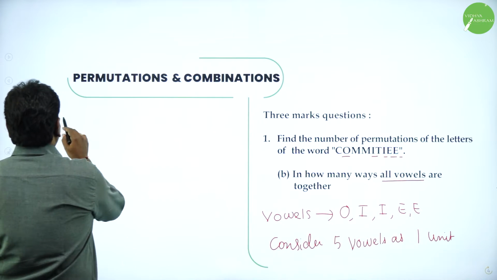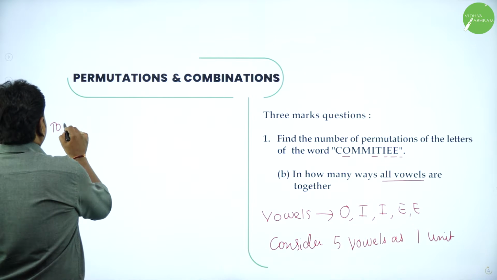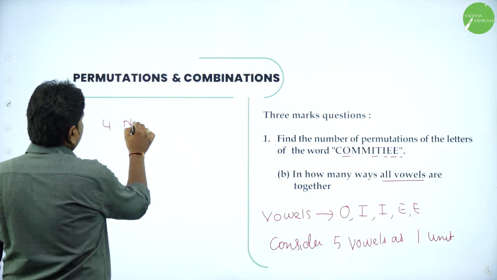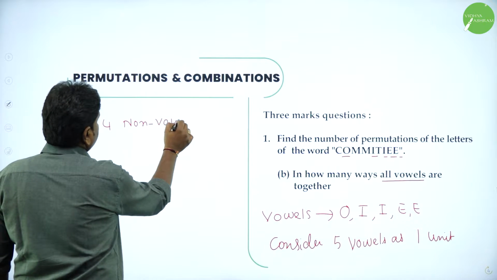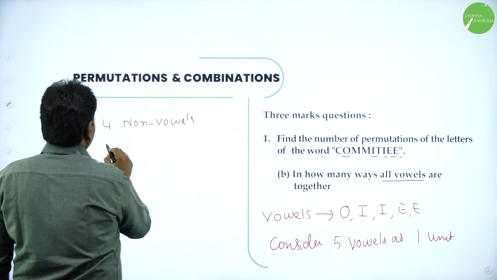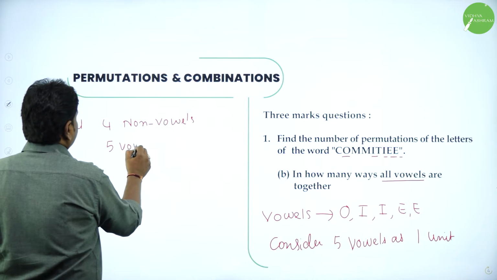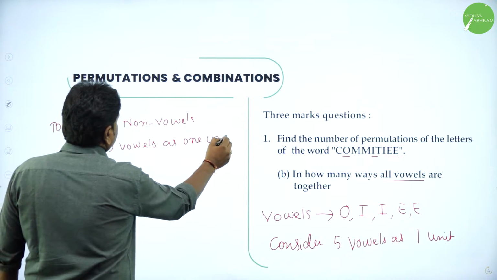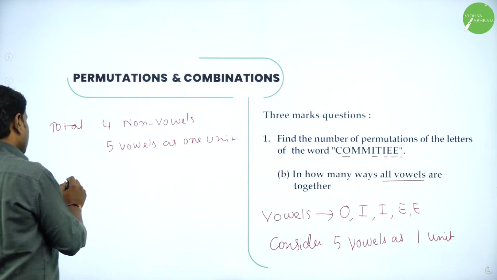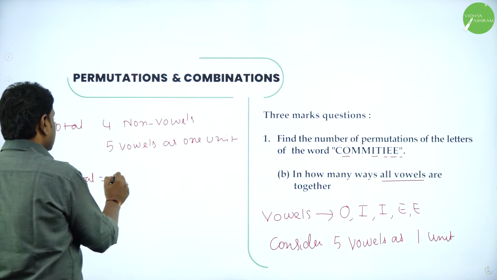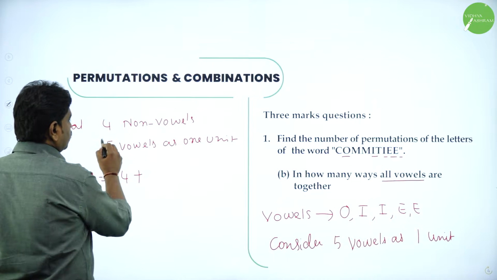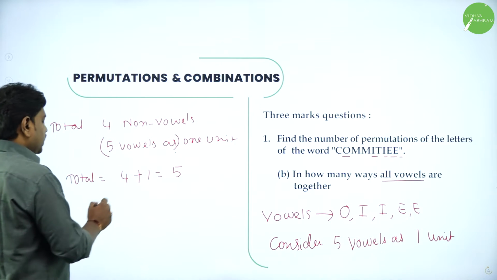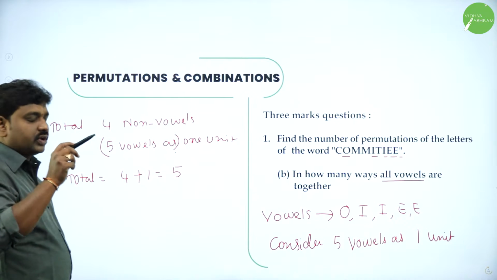So now total 4 non-vowels. Non-vowels means what? Consonants. And 5 vowels as 1 unit. 5 vowels as 1 unit if I take. Therefore, total we have 4 plus 1. This put together we call it as 1 unit. So 5 letters can be arranged in 5 factorial ways.